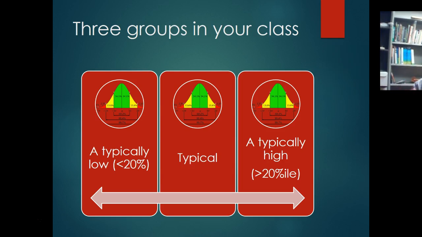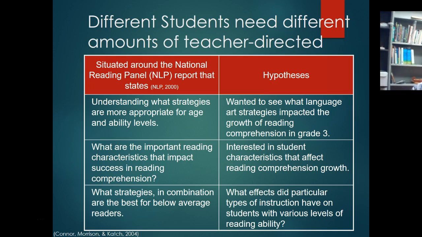Then you have your typical students, which is your 25th percentile and up. And then you have your high performing students, which is your 75th or 80th percentile and above. The reason it's really important to think about these students is because these three different groups need different amounts of teacher time spent with them. In summary, lower students need a lot more time spent with them, and high students need very little teacher instructional time spent with them.